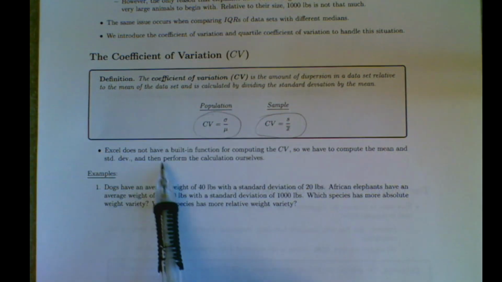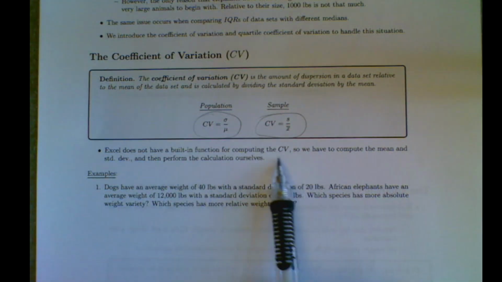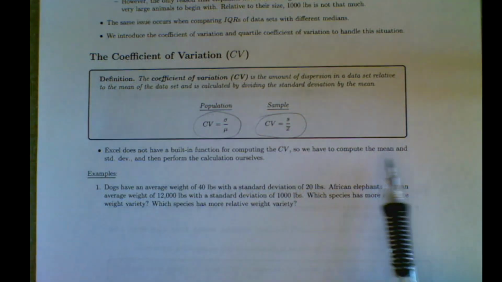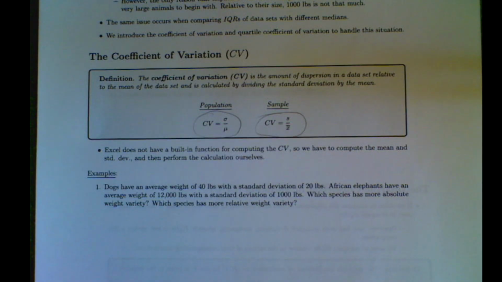Now, Excel does not have a built-in function for computing the coefficient of variation, so we'll just have to compute the mean and the standard deviation in Excel and then perform the rest of the calculation by hand. Or we could use Excel to do it, but it doesn't have a built-in function. We could also just use a calculator, okay?